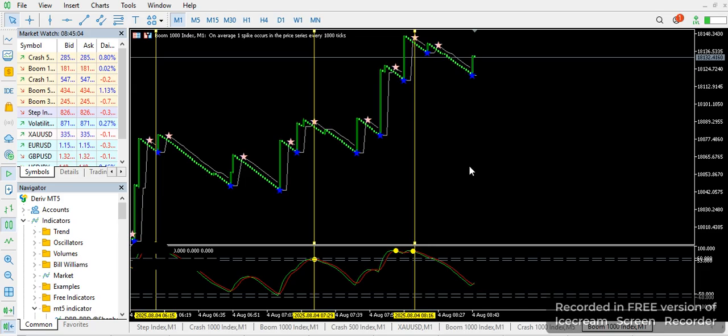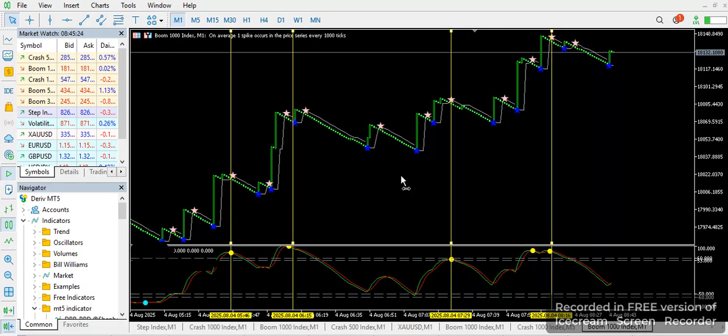This is a boom and crash indicator, and it also works on step index and on all currency pairs. You can use this same strategy on all currency pairs. So I'm going to explain how to make use of this best indicator to trade your profits every day.